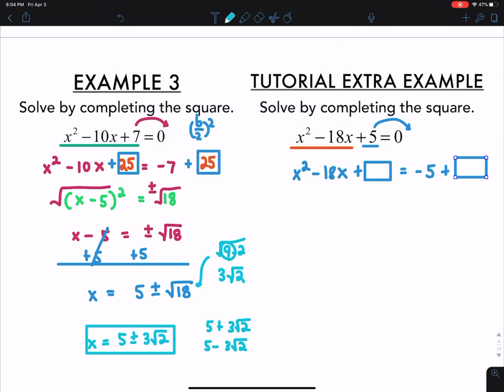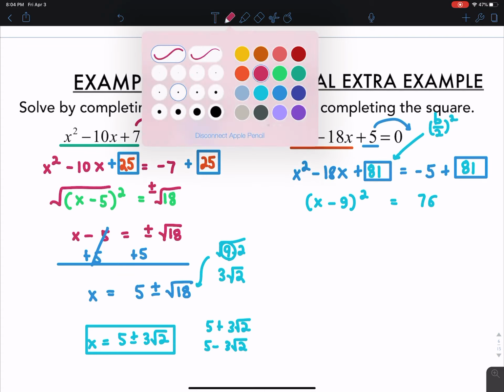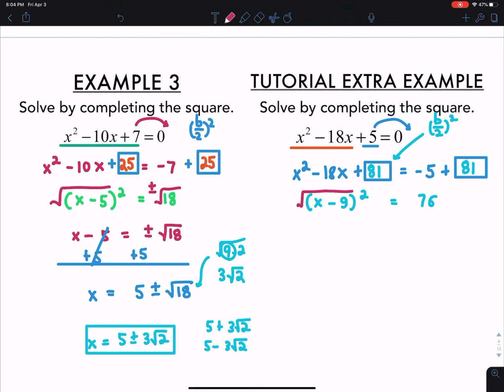So again, to figure out what we're going to add to both sides, it's (b divided by 2) squared. So negative 18 divided by 2 would be negative 9, and square that and we get 81. So the left side is going to factor to (x - 9) squared. And that's going to equal 76. Again, we need the plus or minus. Left side simplifies to just x - 9.